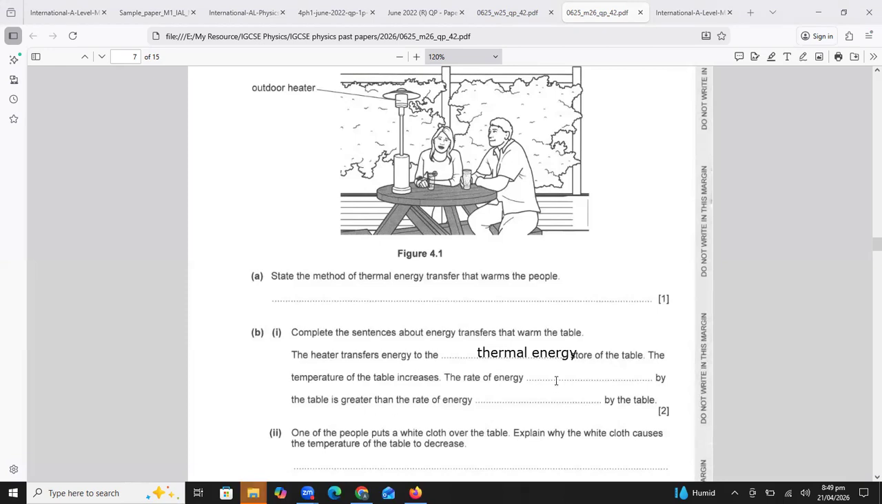by the table. Okay, so the energy the table is absorbing will be greater than the rate of energy loss by the table, because it is absorbing more thermal energy but the loss of thermal energy is less. Okay, so the rate of energy absorbed by the table is greater than the rate of energy lost by the table. All right students, so we can write here the rate of energy absorbed, or we can write here gained, by the table is greater than the rate of energy lost by the table. Clear, students?